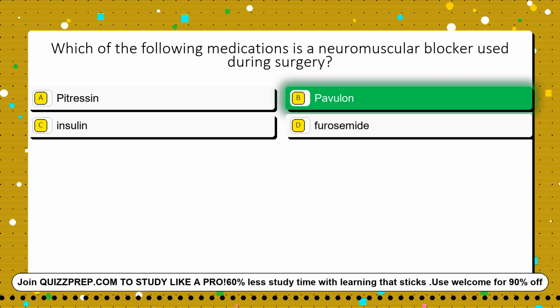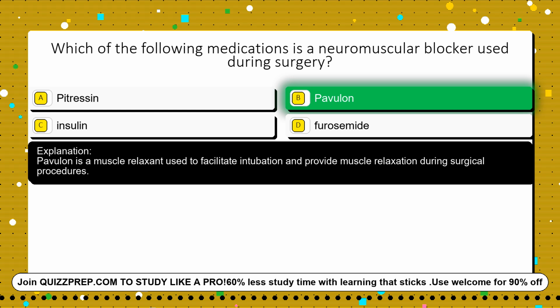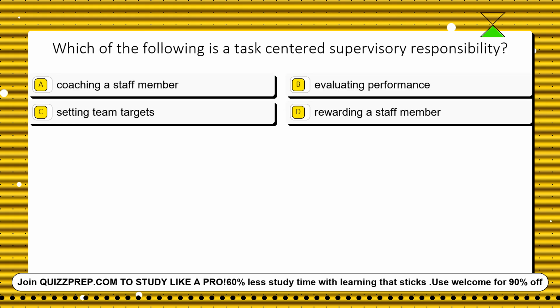The correct answer is option B, Pavulan. Pavulan is a muscle relaxant used to facilitate intubation and provide muscle relaxation during surgical procedures. Question 27. Which of the following is a task-centered supervisory responsibility? Option A, coaching a staff member. Option B, evaluating performance. Option C, setting team targets. Option D, rewarding a staff member.